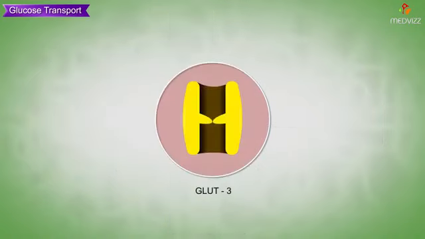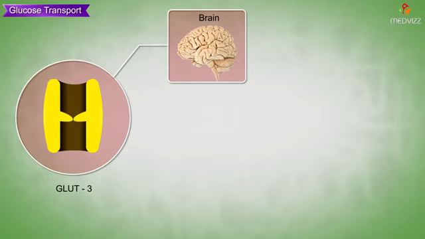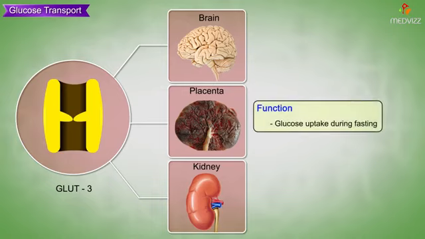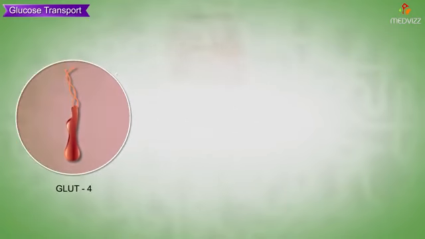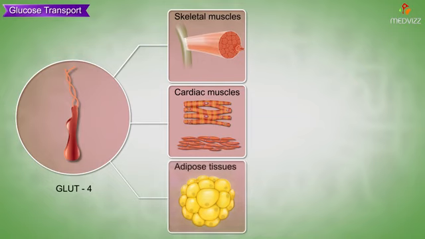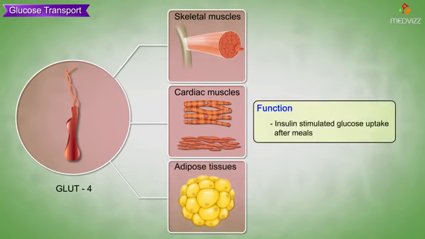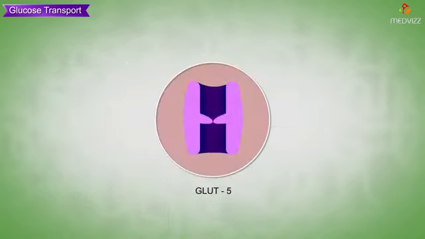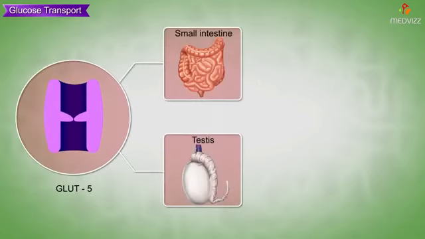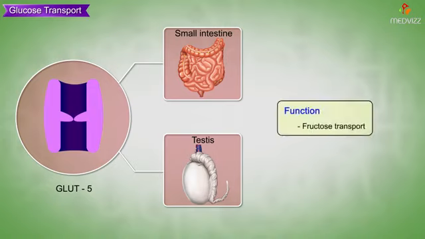GLUT3. It is located in the brain, neurons, placenta, kidneys. Its function is glucose uptake during fasting. GLUT4. It is located in skeletal muscles, cardiac muscles, and adipose tissues. Its function is insulin-stimulated glucose uptake after meals. GLUT5 is located in the small intestine and in the testis, mainly in the sperms. Its function is fructose transport.